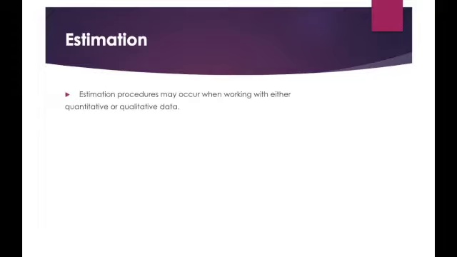Next is estimation. The book used the word estimation, but it could also be viewed as a forecast. And when we say estimation, it is because a forecast is never accurate. It's just an estimation or an educated guess of what will happen in the future. So estimation procedures may occur when working with either qualitative or quantitative data.